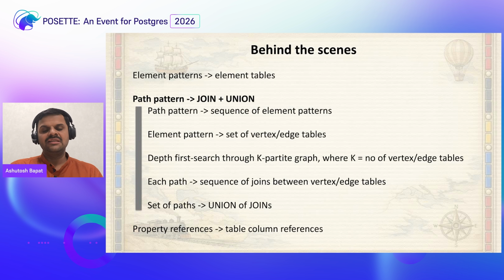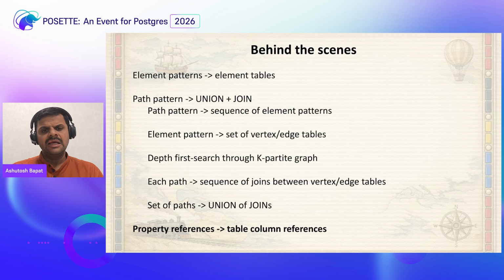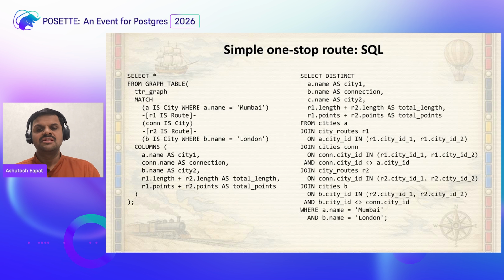So each path then gets converted into a sequence of joins, as the path is a result of this depth first search. And then the set of paths, which are all the permutations of these k sets of elements, are combined using unions. At the end, we convert property references into table column references. After this transformation, what we get is a pure SQL query.